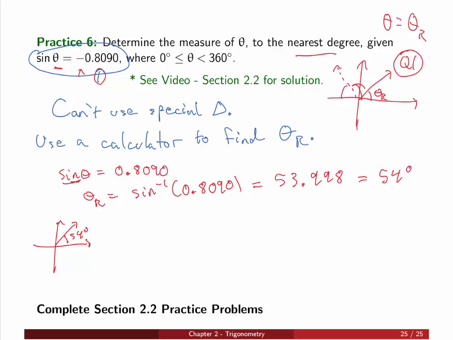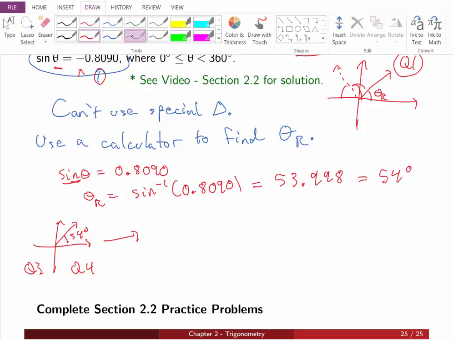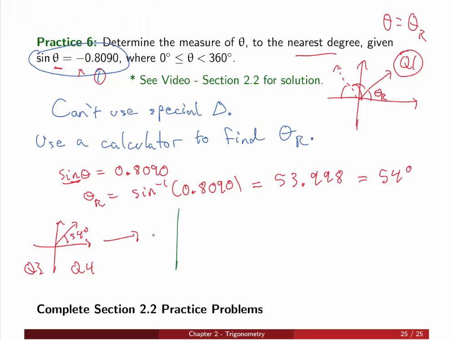So again, where is sine negative? Quadrant 3 and quadrant 4. You need to extend this picture to have one picture in quadrant 3 with a reference angle of 54 degrees, and quadrant 4 with a reference angle of 54 degrees. Those will be your two solutions between 0 and 360 degrees.